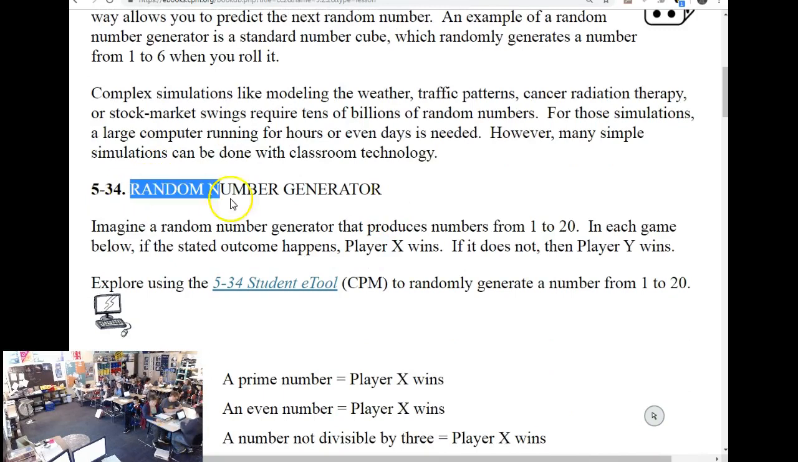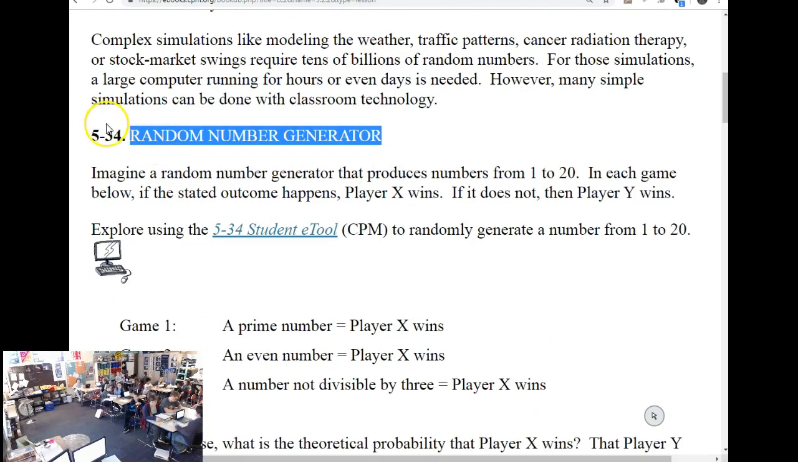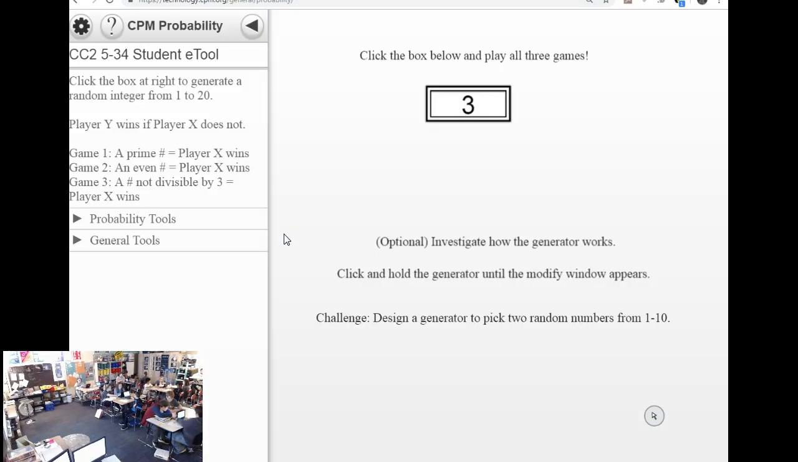So, for that, we use what we call a random number generator. So, if you would please navigate to 534, if you're not in the lesson yet, we're just in 522, and then click on the 534 student e-tool. Now, here's where you need to pay attention and look at the screen because this confused me when I first played with it.